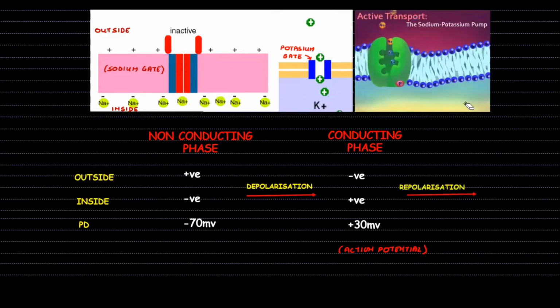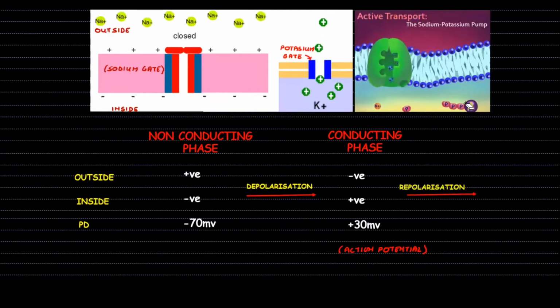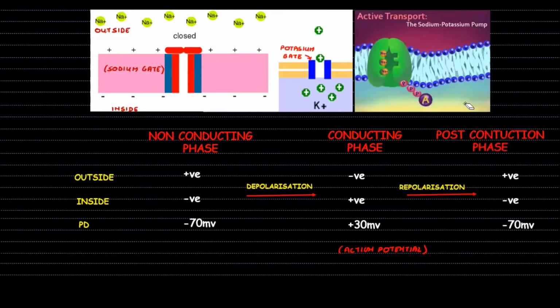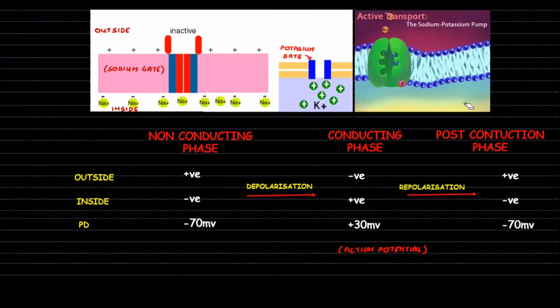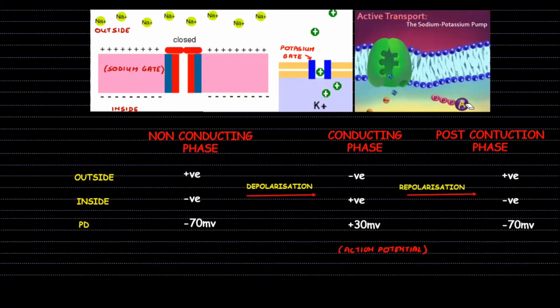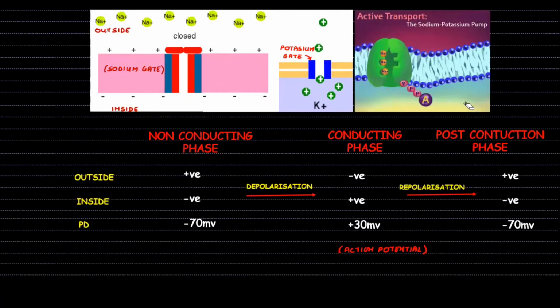This process is called repolarization. Because of repolarization, now outside becomes positive and inside becomes negative. And we once again achieve the resting potential of minus 70 millivolt. So from resting to action and action to resting again.